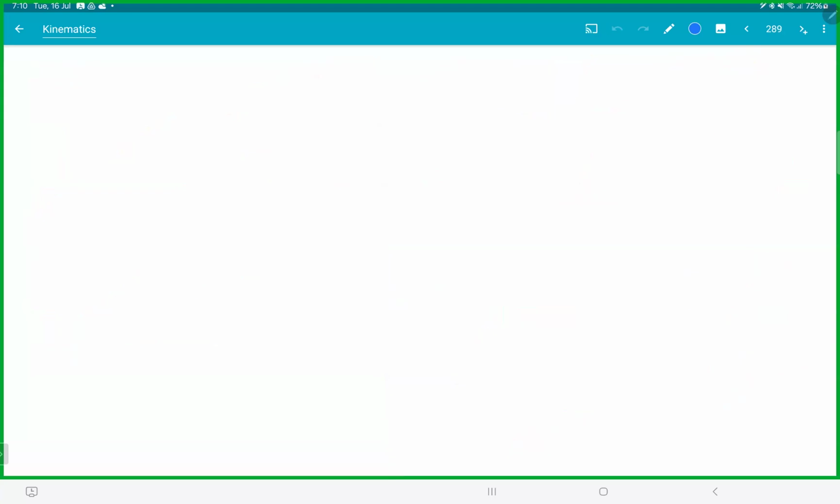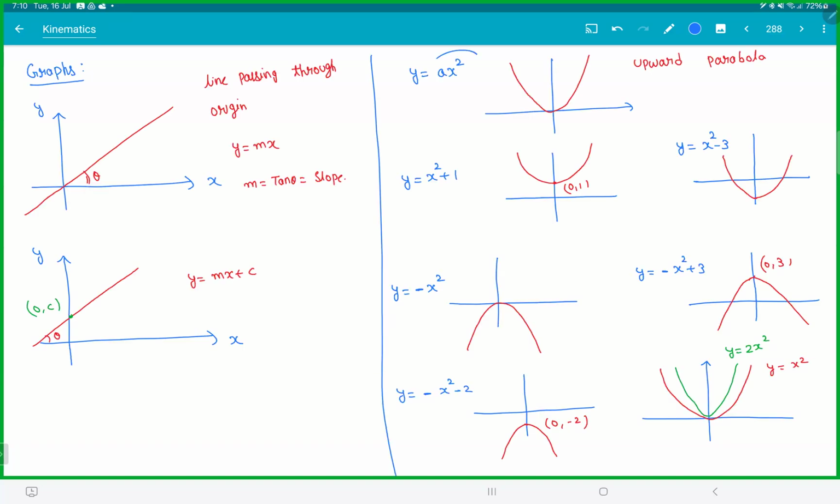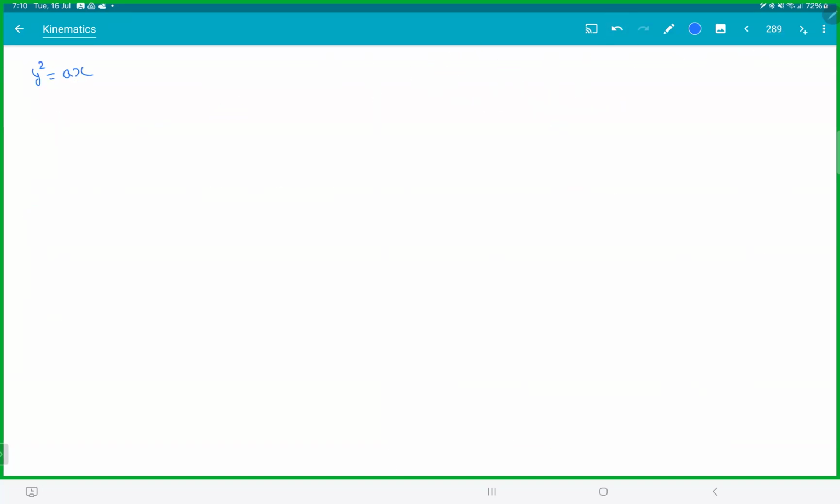Now, if I take the other kind of parabola, let's say y square = ax. Now this time it is y square, whereas here it is x square. So here y square = ax. Look at this: for a given value of x, there are 2 y coordinates. This is a horizontal parabola.